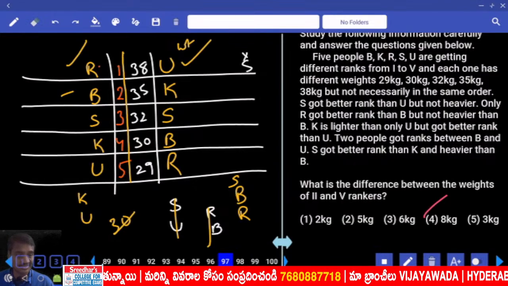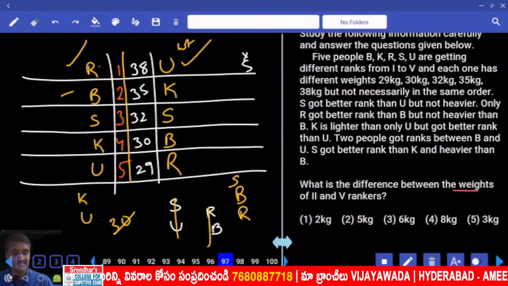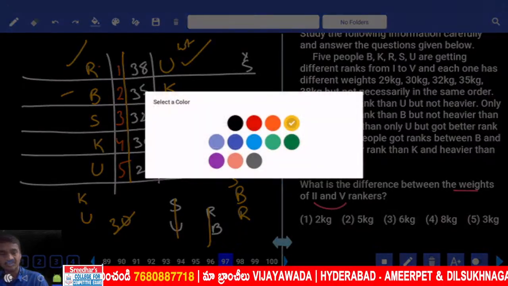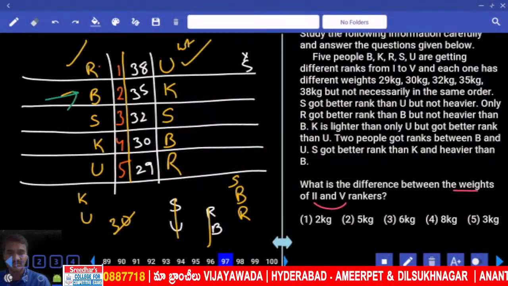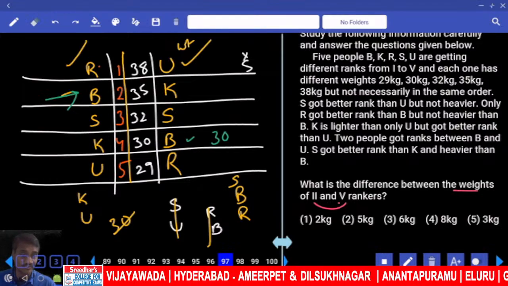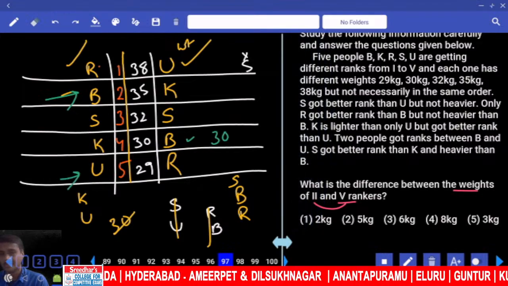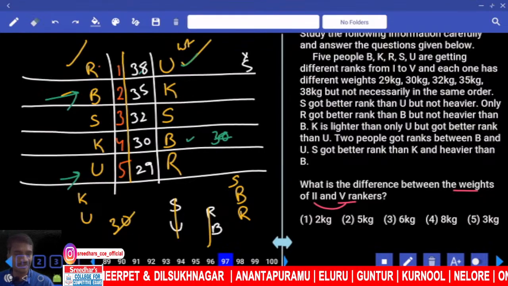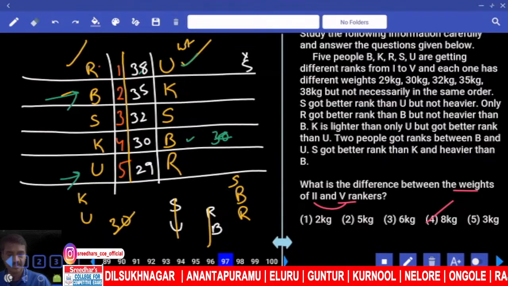Then what is the difference between the weights of the second and the fifth ranker? Who is the second ranker? B is the second rank. What is the weight of B? 30. Then the fifth ranker, who is the fifth ranker? U. Now what is the weight of U? 38. Now 30 and 38, what is the difference we have? 8. 8, choice. Done? Then 98.